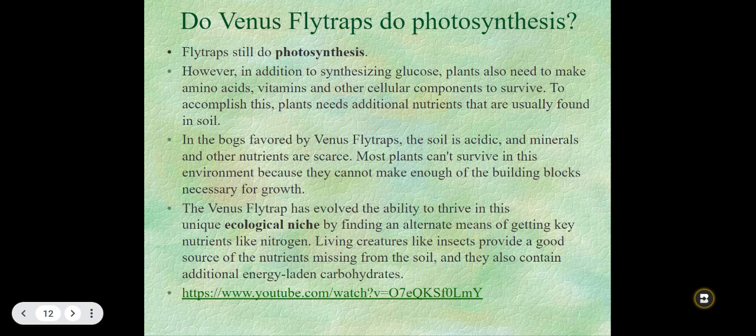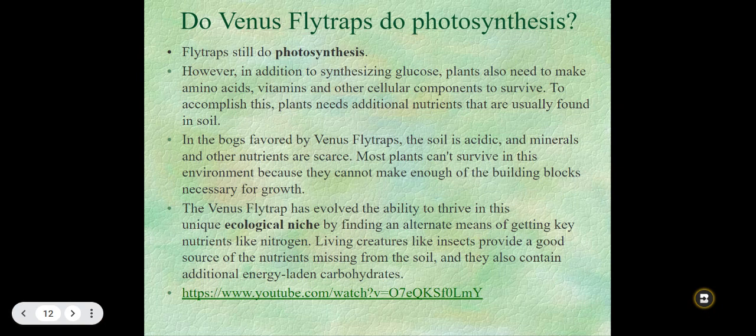Venus flytraps live in bogs, and so their soil is particularly acidic. It's a little bit different than some of our other plants. And because the soil is so acidic, the minerals and nutrients in that soil are very scarce. They're not very plentiful, and there's not a lot of them. So most plants can't survive in this environment because they can't get what they need in order to grow.